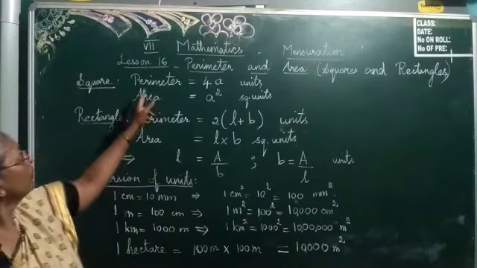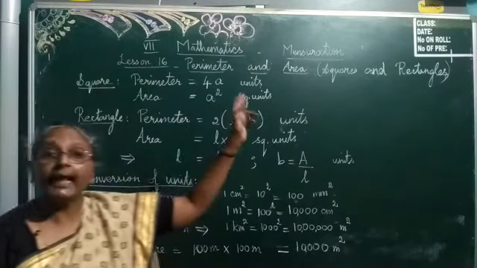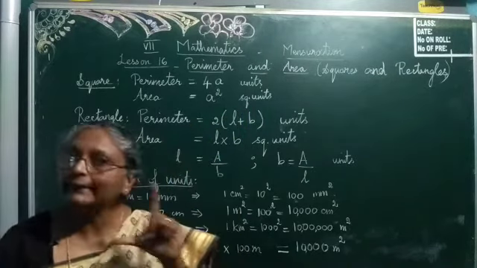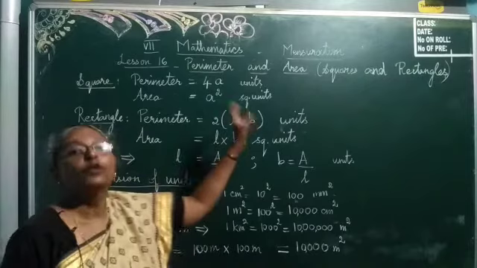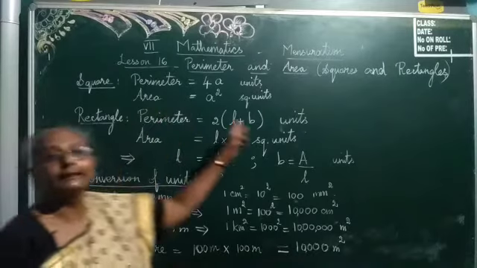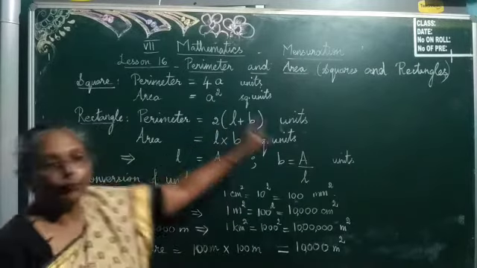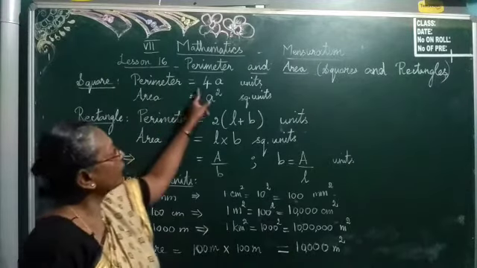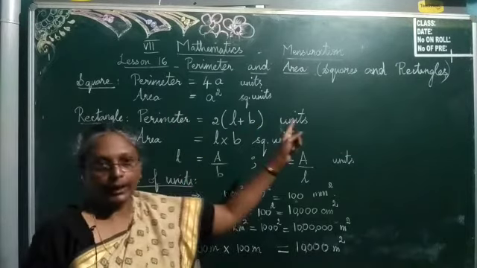For square, we know to find perimeter, the formula is 4 into A, where A is one of the sides of the square. We know for a square, all the sides are equal. If we take that to be A, then the perimeter of a square is 4A units. What is the area of a square? Area of a square is equal to A into A, which can be written as A square units. So when the side of a square is A, the perimeter of the square is equal to 4A units, and area of the square is equal to A square units.